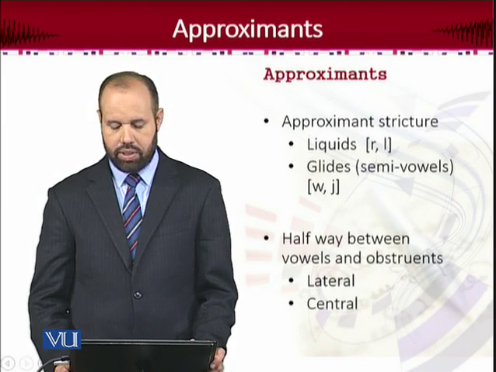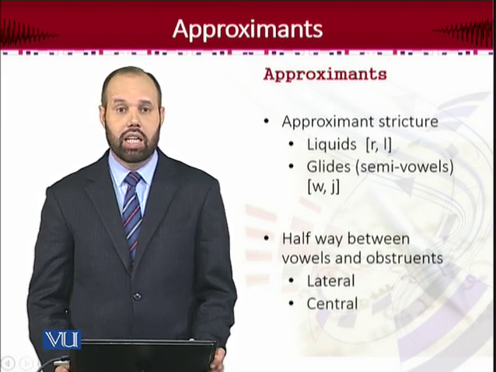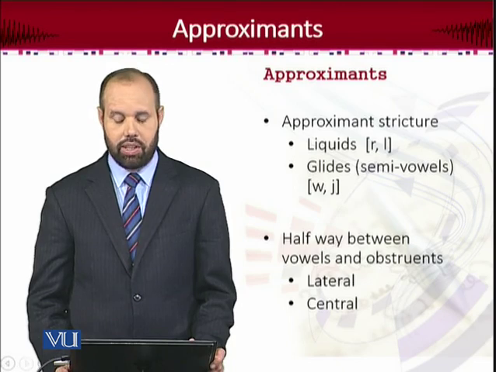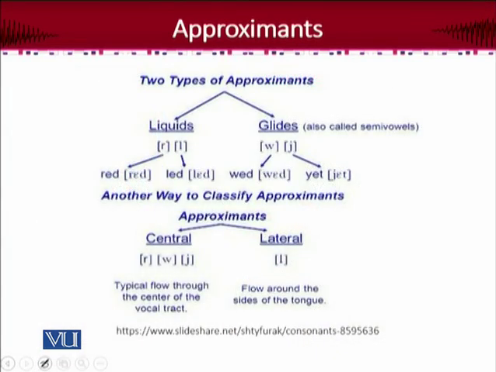And then there are central approximants, like R. R is a central approximant because the air passage is allowed to pass through the center of the oral cavity, right? So approximants can be divided into two major types. You see, glides, when there is movement, and glides are also called semi-vowels, right? And then liquids are the sounds in which very approximate contact is made between the articulators, right? And these are two major categories of approximants.